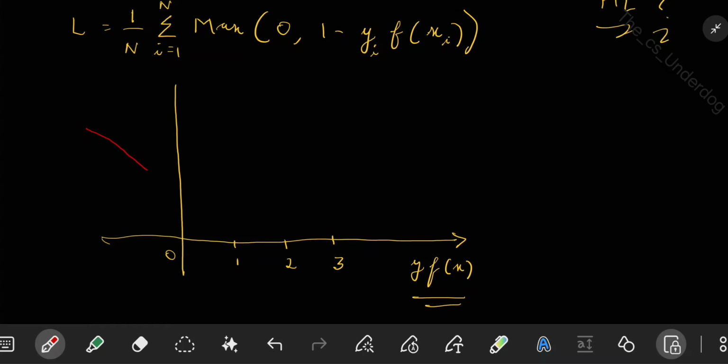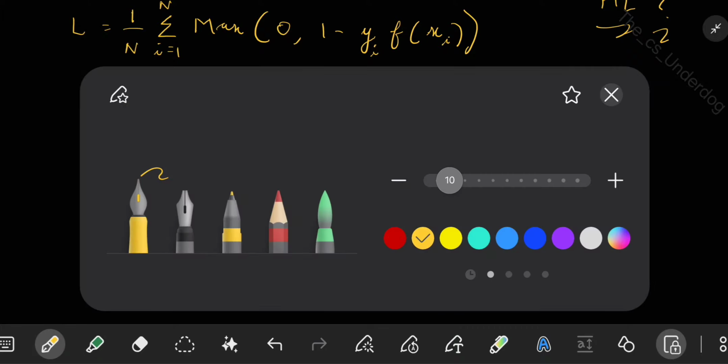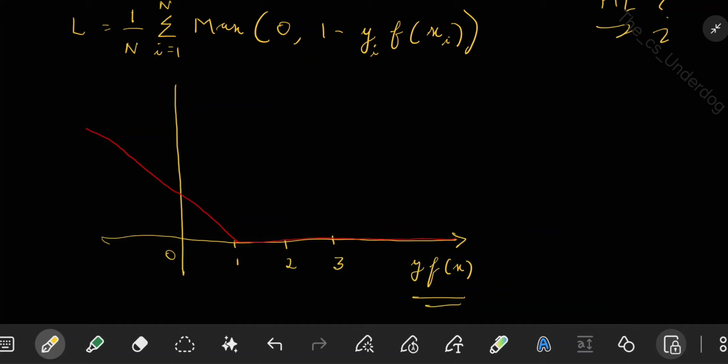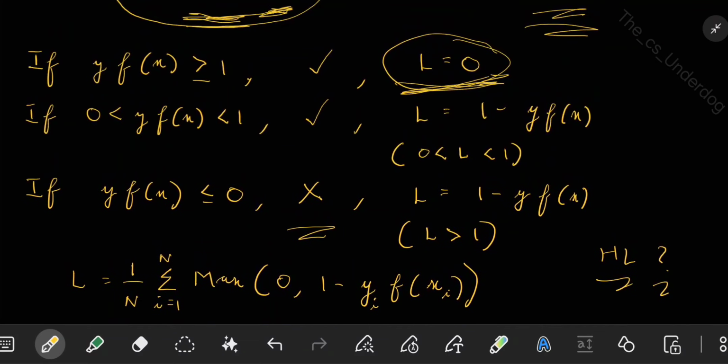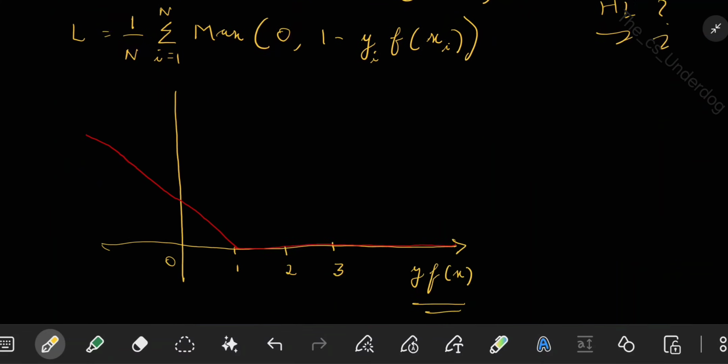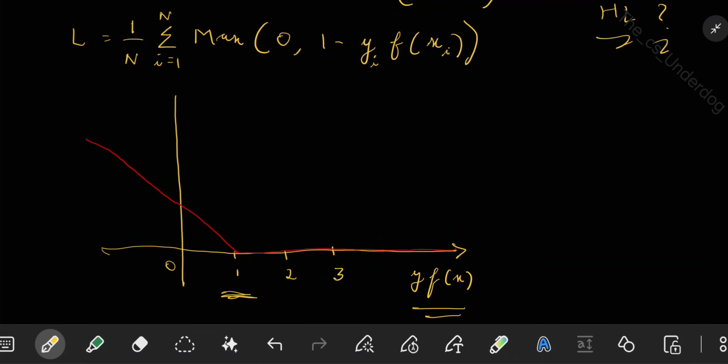So this is how the graph will look. It will come here and from here it will be straight. This is how the graph is going to look. Are you able to relate why the graph looks like this? The reason is, if you see the hinge loss formula here, there is a particular point where y into f of x equal to 1, after which loss is 0. So if you see the graph, there is one particular point where y into f of x reaches 1, after which the loss is always 0.